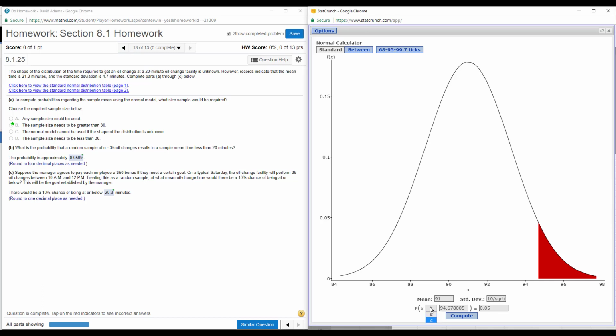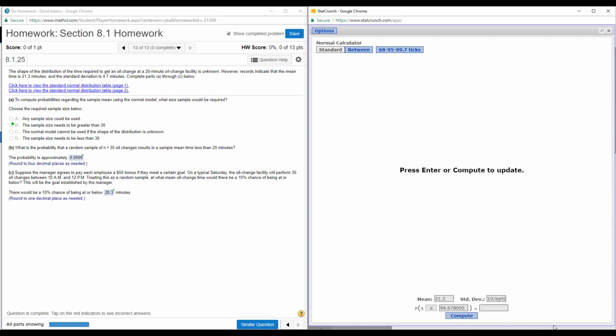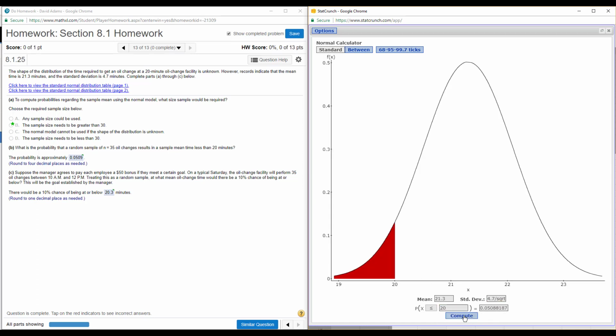So we come down here, change that to less than or equal. We set our mean to be 21.3. We set our standard deviation to be 4.7 divided by the square root, SQRT 35. And less than 20, so we say just the 20 here. Compute. Notice we get 0.0509.